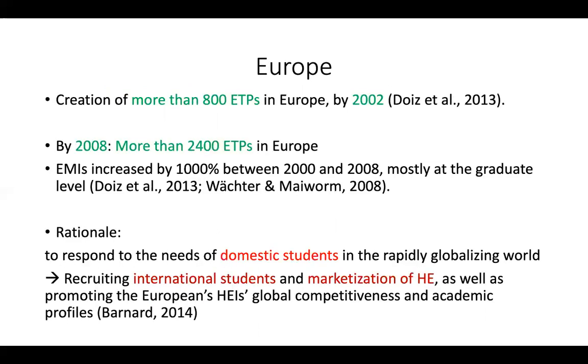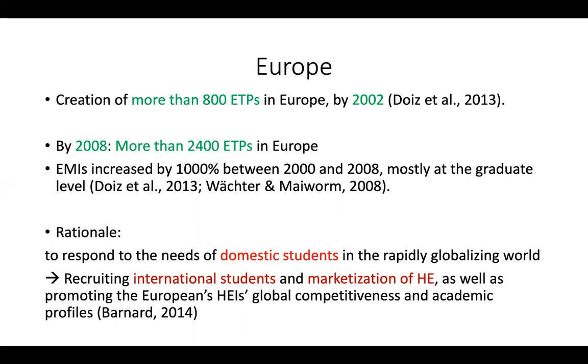And ETPs rose very quickly in Europe. More than 800 ETPs were created in Europe by 2002, and by 2008 there were more than 2,400 ETPs in Europe. EMIs increased by 1,000% between 2000 and 2008, mostly at the graduate level.